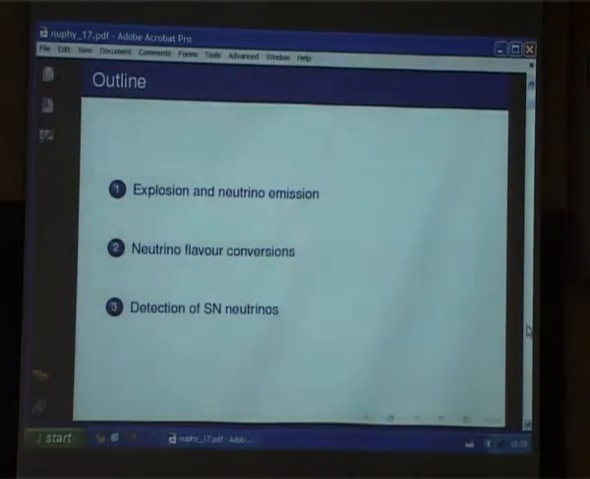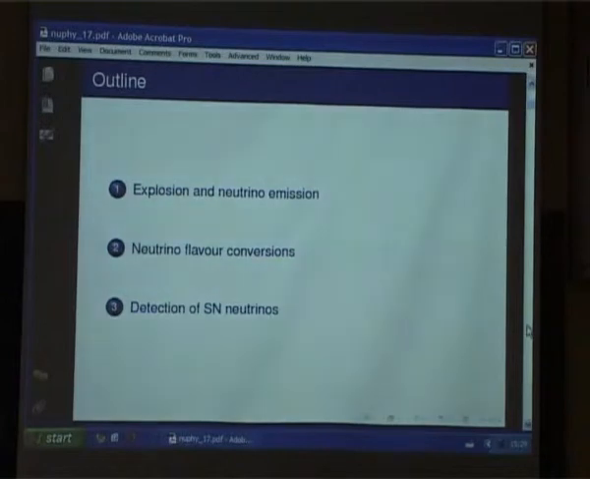I'll first tell you something about how supernovae explode and how they emit neutrinos. Ask questions at any point of time because I may tend to go fast over this. Okay? So yeah, you need to zoom in.